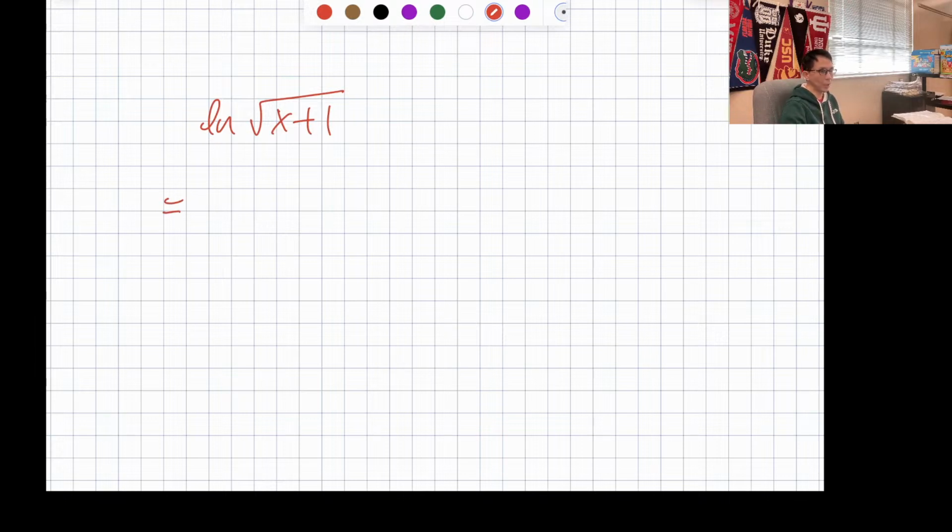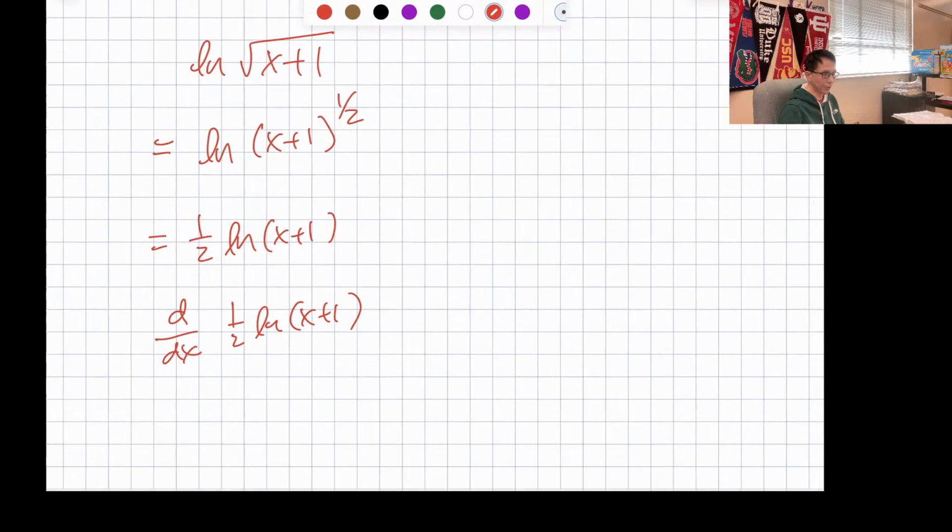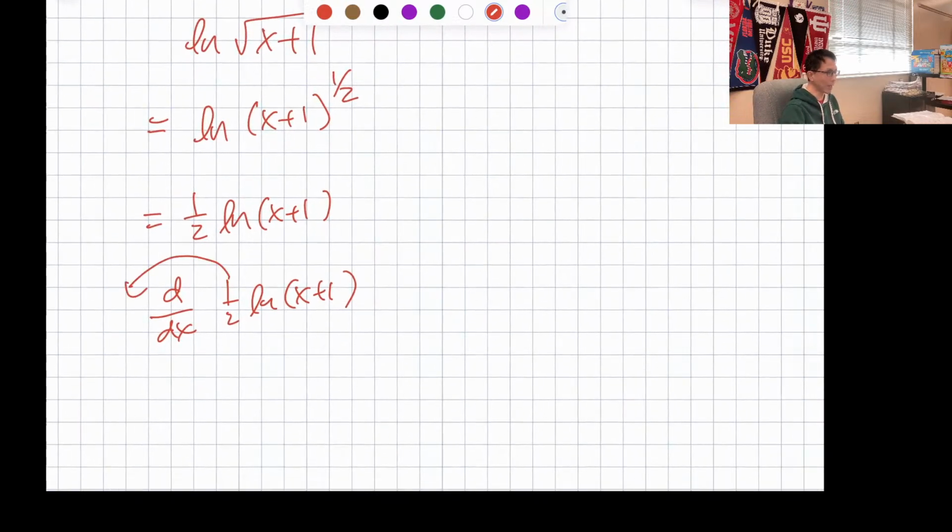So remember your rules. It should be ln of (x plus 1) to the 1/2 power, right? And that's equal to 1/2 ln of (x plus 1). And then all I gotta do is take a derivative of 1/2 ln of (x plus 1). So I can take the 1/2 outside. It's a constant, so I can take it outside. So it'll be 1/2, and I can take a derivative of this. This one's u, so it'll be u prime over u, so it's gonna be 1 over x plus 1. So it's gonna be 1 over 2x plus 2, or what?